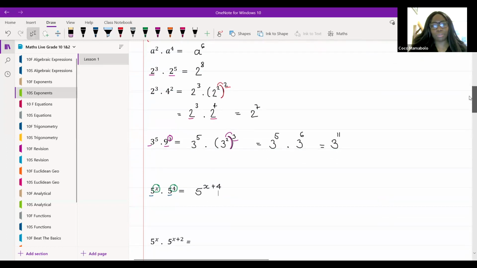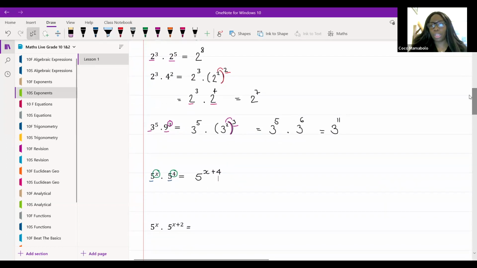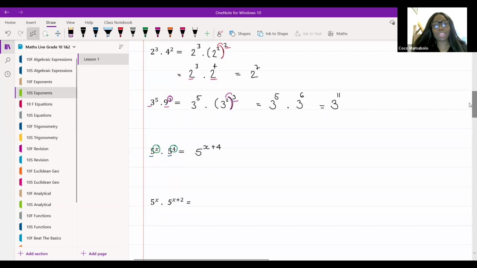Let's get to the next one. Here we go. Let's start with the basic question. Do I have like bases? Yes, I do. I've got a 5 and a 5. Like bases are being multiplied. So I'm going to keep my base and then I'm going to add my exponents. So now I have x plus 2.